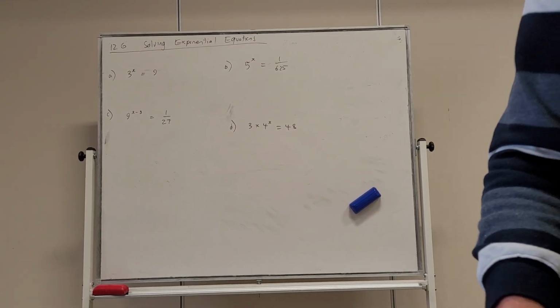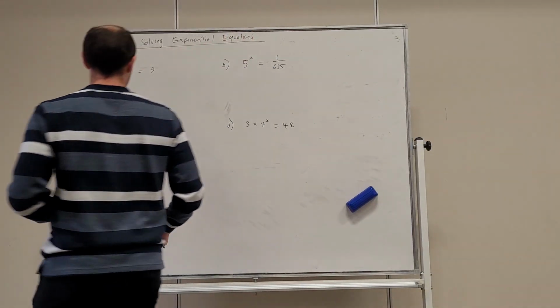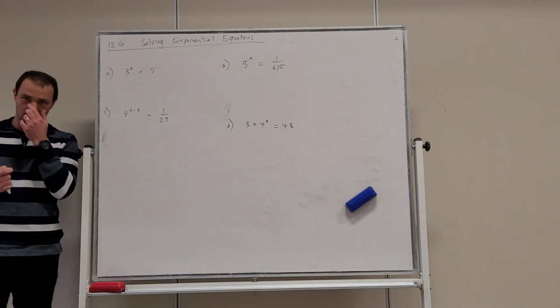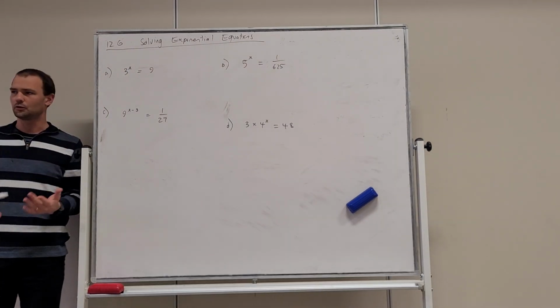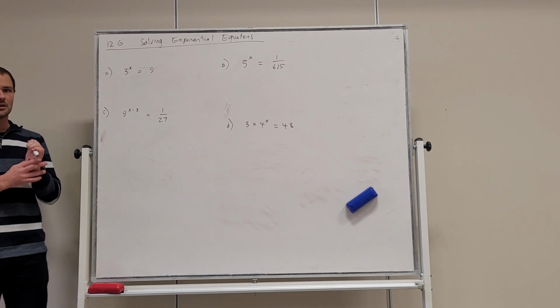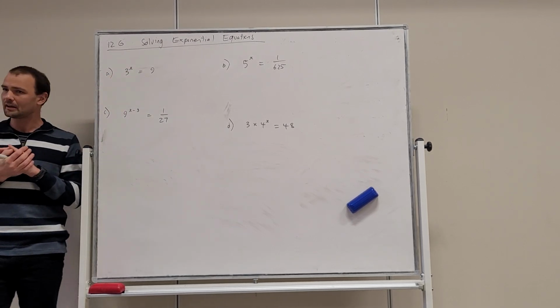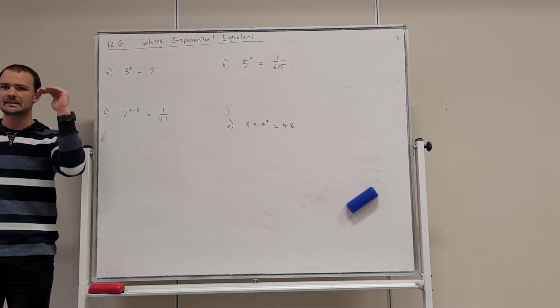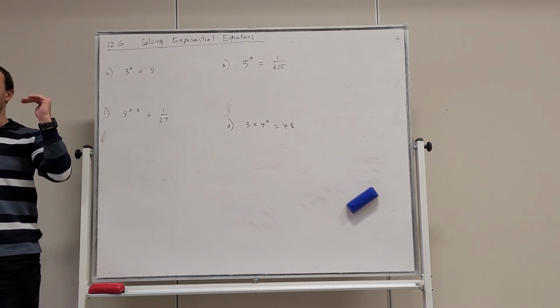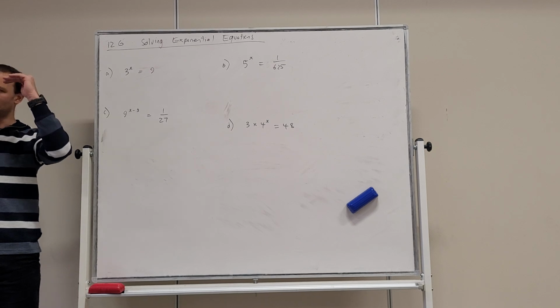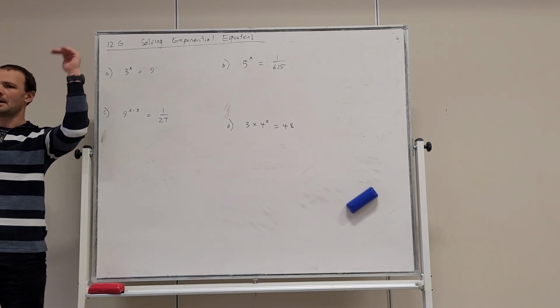Okay, so this skill here, what we're doing is we're solving equations. So we're trying to find the value of the unknown. Our unknown here is x. And the way we're going to do this is by making the bases of the left-hand side and the right-hand side the same, because if the base is the same, then so is the power.